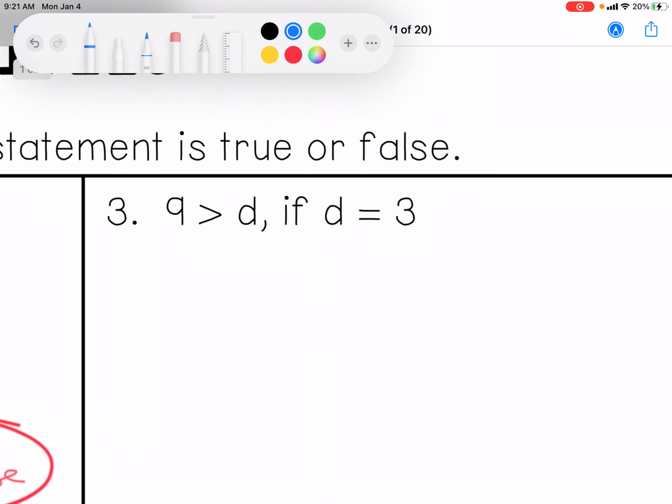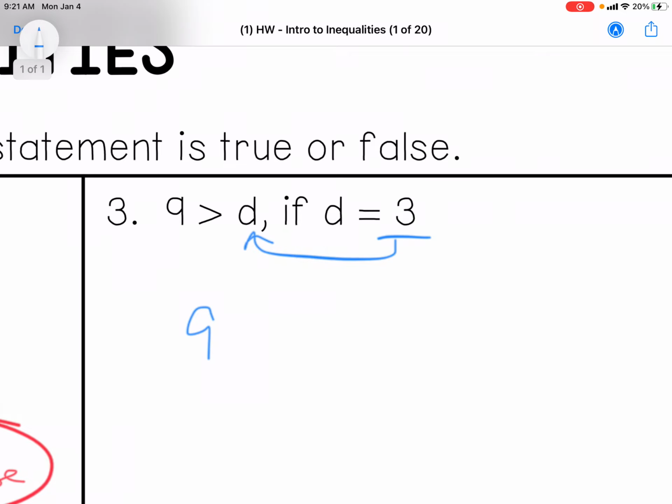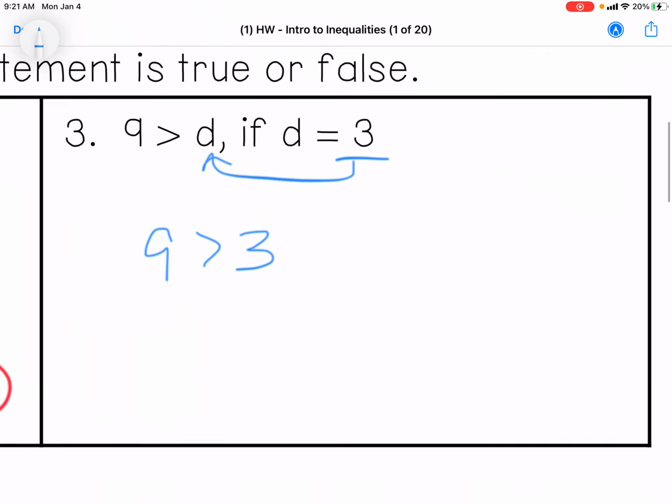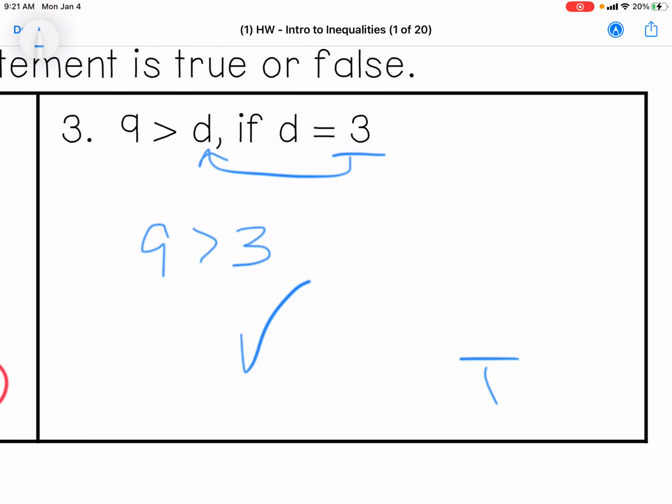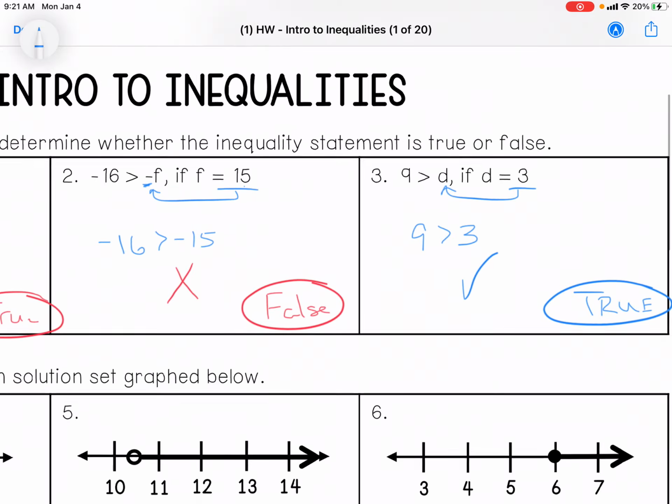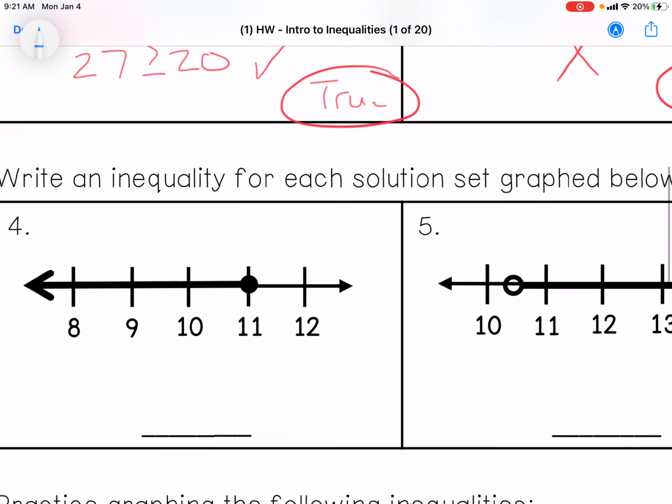All right, number 3. Plug in 3 for D. Is 9 greater than 3? Last time I checked it was. That is true. True statement, boss.